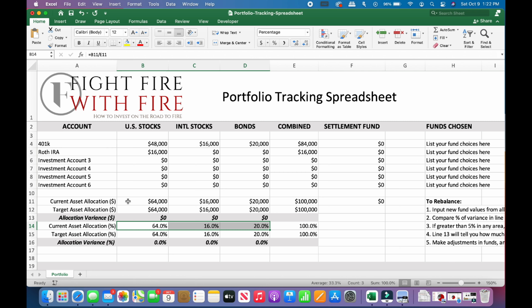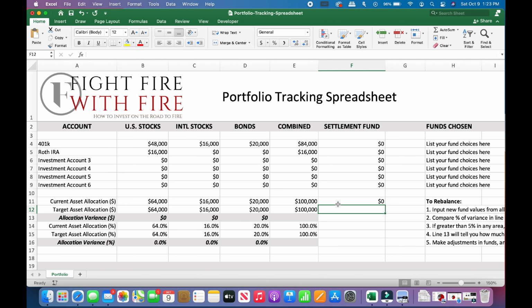Above that, you see the same information in dollars. Based on your total portfolio value of $100K, your target asset allocation should be $64,000 inside US stocks, $16,000 in international stocks, and $20,000 in bonds. Your actual asset allocation is listed up above here. Now again, since we just put the numbers in here, it lines up perfectly. We're actually going to go through an example next that'll show us what that looks like when it changes.